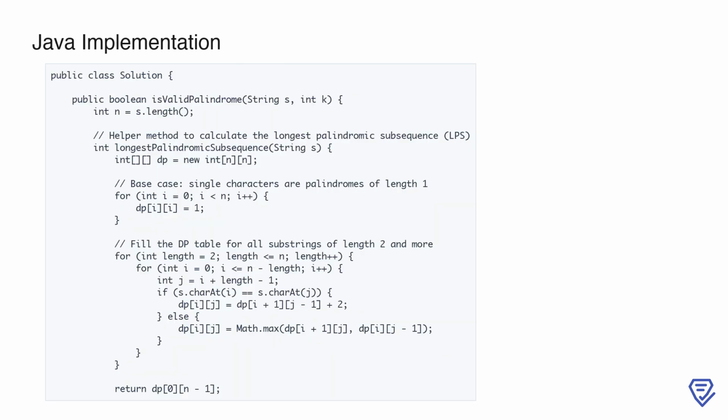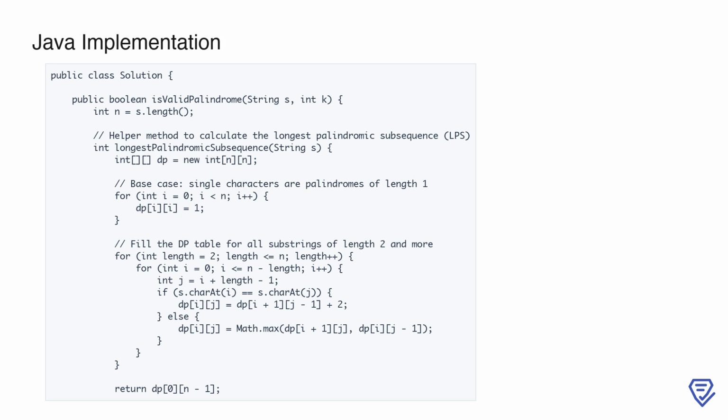Here, we start by defining a class named Solution and the method isValidPalindrome, which takes a string s and an integer k as inputs. The goal is to check if the string can be transformed into a palindrome with at most k deletions. To achieve this, we use a helper method called longestPalindromicSubsequence, which calculates the length of the longest palindromic subsequence in the given string.